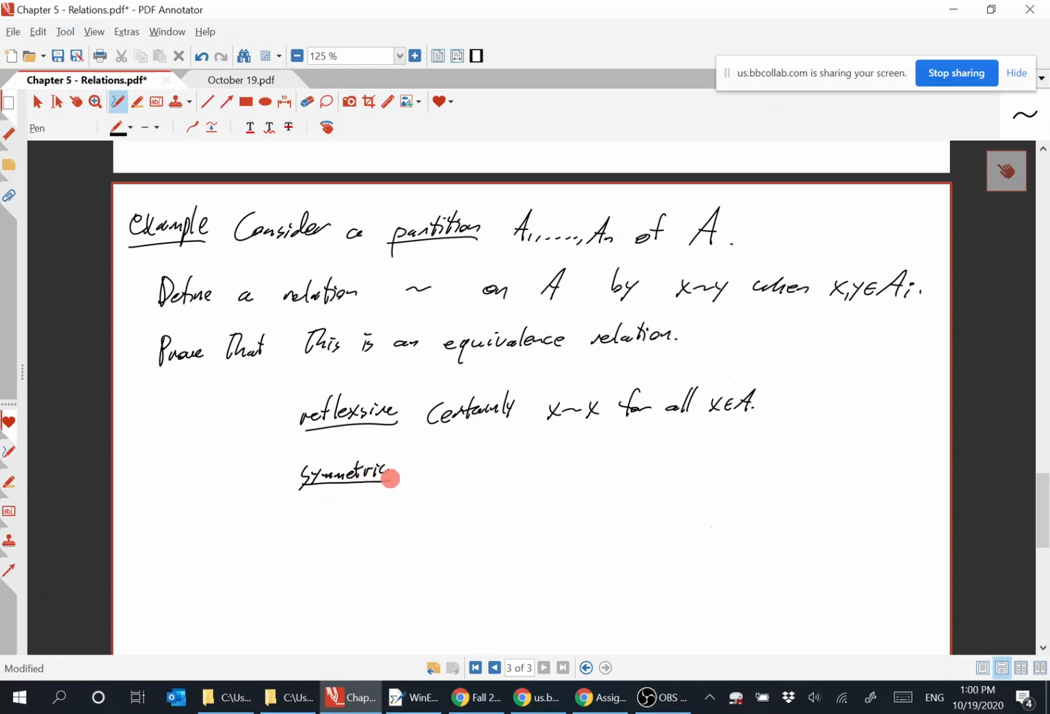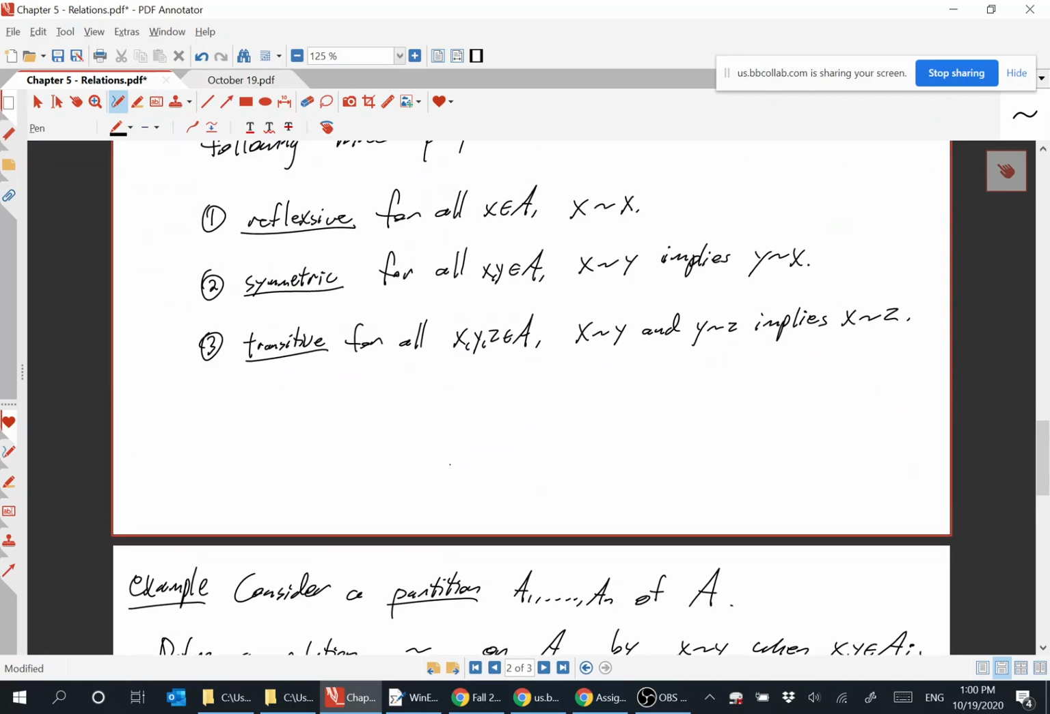What is the symmetric relation? X related to y implies y is related to x. How do you prove x related to y implies y is related to x? Well, how do you prove an implication is true in general? How does one prove an implication is true in general?